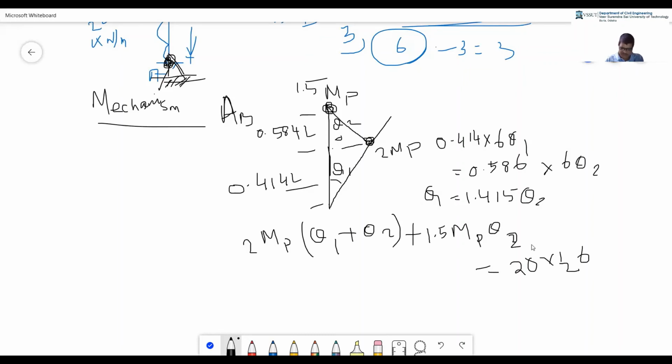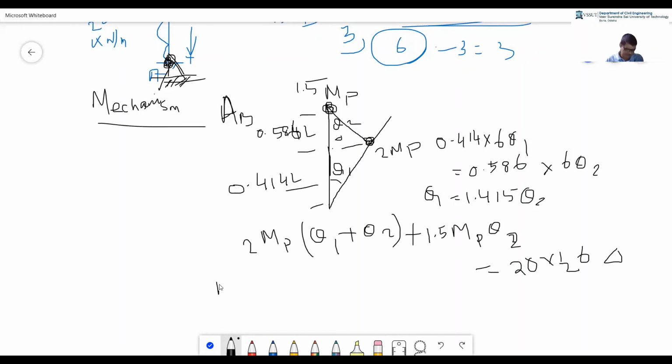So delta we can take in terms of theta 2. So theta 2 means 0.586 L theta 2. So we can put the values 0.586. So now if you put all the values, it will come.